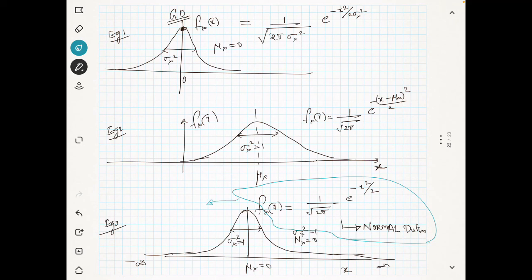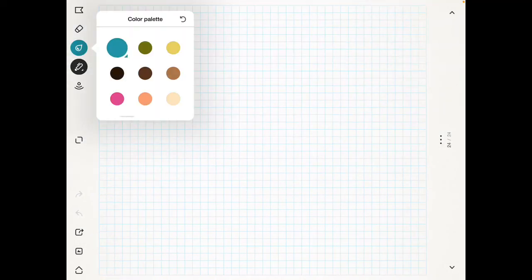That means the normal distribution is nothing but the Gaussian distribution with sigma x square equal to 1 and mean equal to 0. That means it's normalized. Now what will happen if you compare two Gaussian distributions?